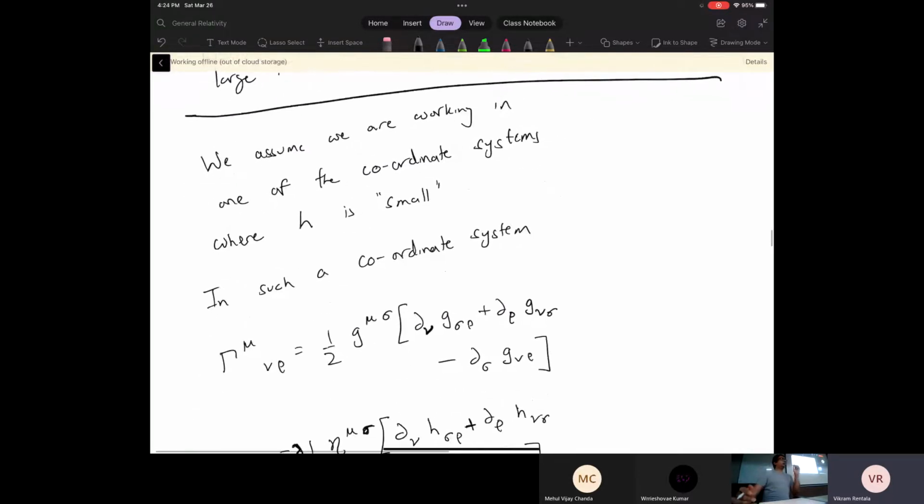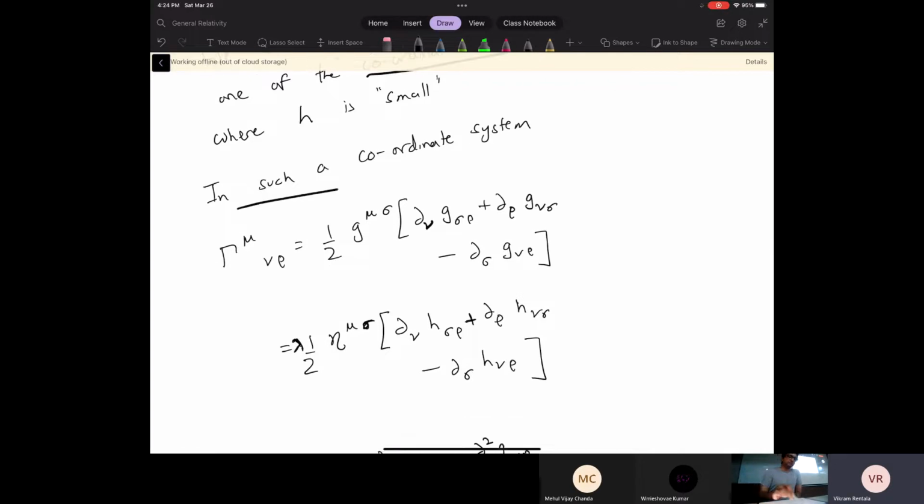So now here's our starting point. We assume that we are now working in one of the coordinate systems. It doesn't matter which one, but any one of those coordinate systems in which that perturbation h is small. So some coordinate system in which you have eta mu nu plus lambda h mu nu as a metric, and that is a good approximation to order lambda. In such a coordinate system, we'll work out first.